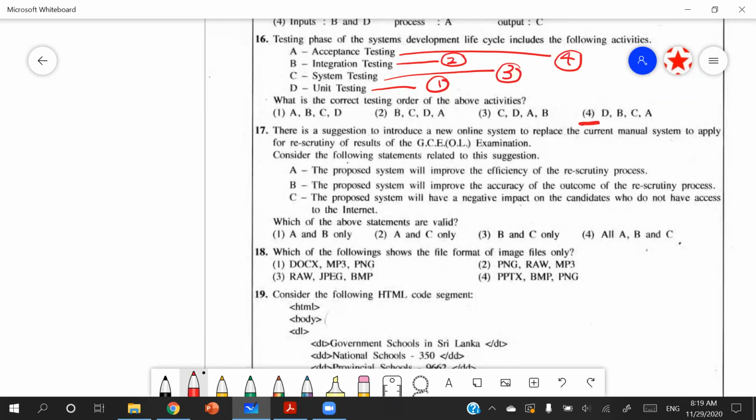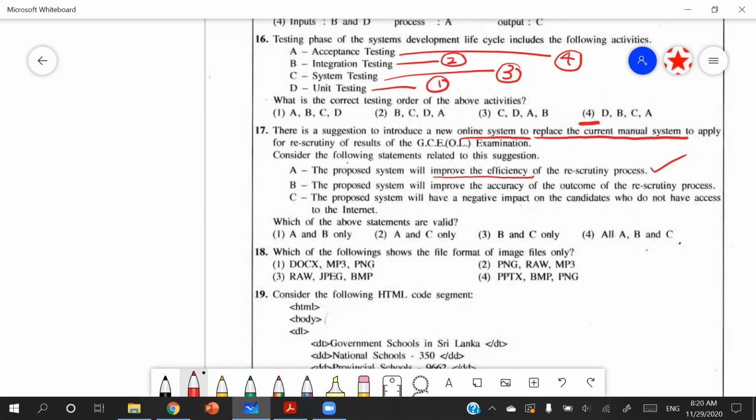Consider the following statements related to this suggestion. The proposed system will improve the efficiency of the re-scrutiny process. Hold on, let me see. Okay. There is a suggestion of introducing a new online system to replace the current manual system. Since they are saying replace the current manual system, and a manual system is slow in a lot of ways, right? An online system is going to be a computerized one, which is going to be a much faster system. So definitely it will improve the efficiency.